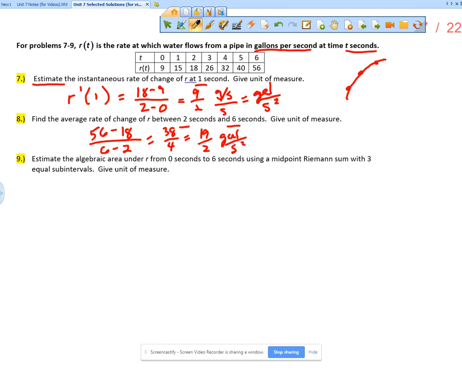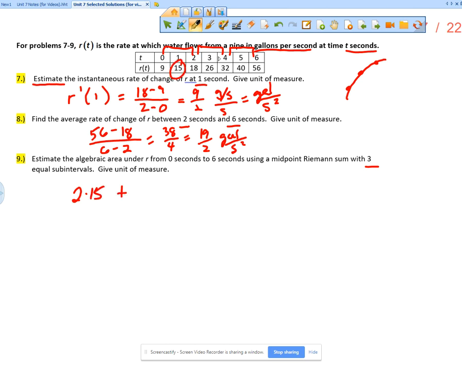All right, lastly, number 9. Estimate the algebraic area under R from 0 to 6 using a midpoint Riemann sum with 3 equal subintervals. So if I'm using 3 subintervals from 0 to 6, that means 0 to 2, 2 to 4, 4 to 6. All right, so 0 to 2, how wide is it? It's 2 units wide times the middle point, so 15.